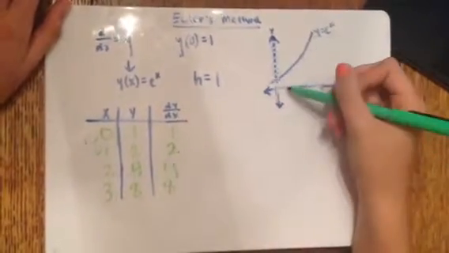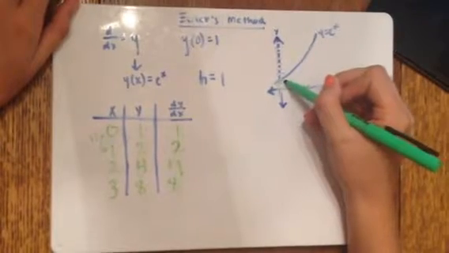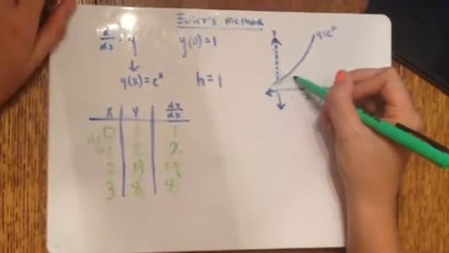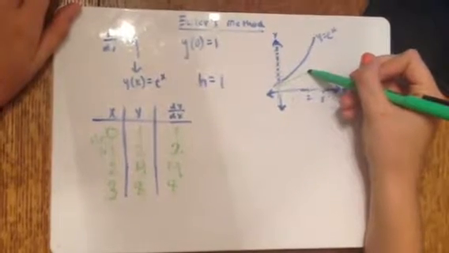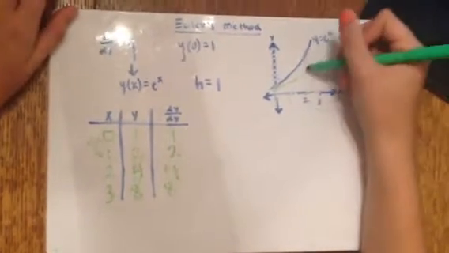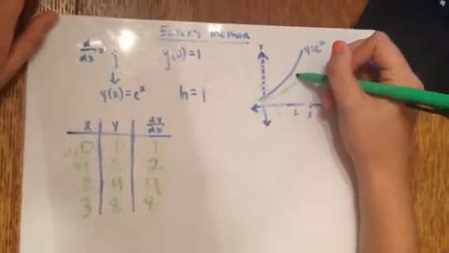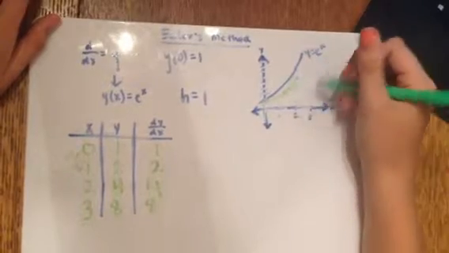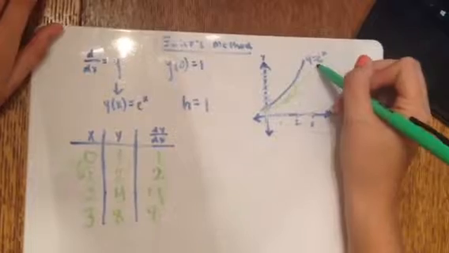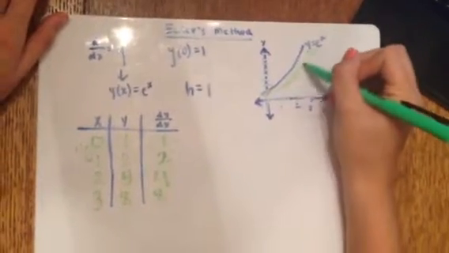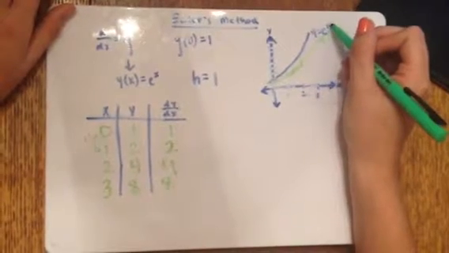So graphing that, if you sketch it, 0 to 1, and then 1 to 2, and then 2 to 4, 2 is at 4 up here, and then 3 is at 8 all the way up here. So that's just a rough sketch, but it shows that Euler's method gives you an approximation of y equals e to the x.